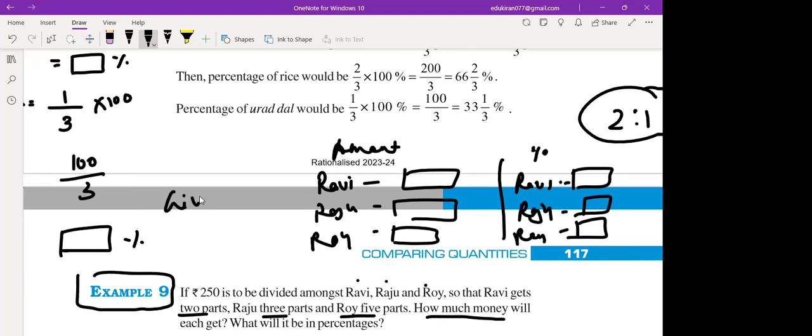So this is your example number 9. First write given. The amount is given, 250. Write the ratios: Ravi gets 2 parts, Raju is 3, Roy is 5. Write given, you will write the amount, rupees 250. And then you will write the ratio. What is the ratio? 2 ratio 3 ratio 5. Okay? So then you will find the answers.